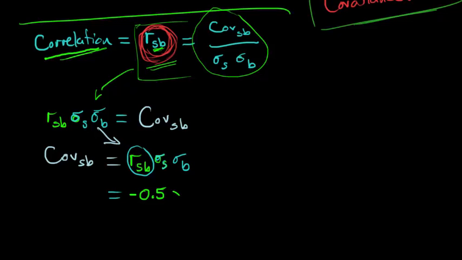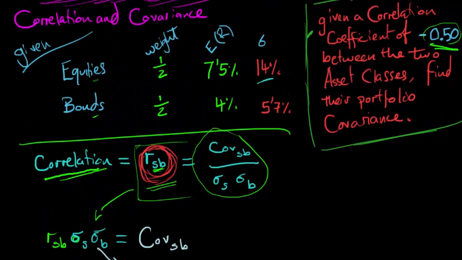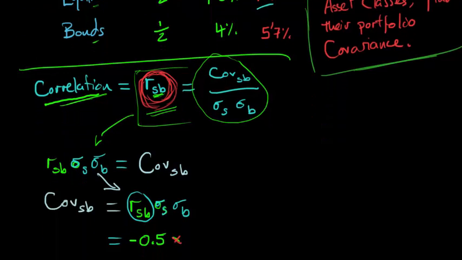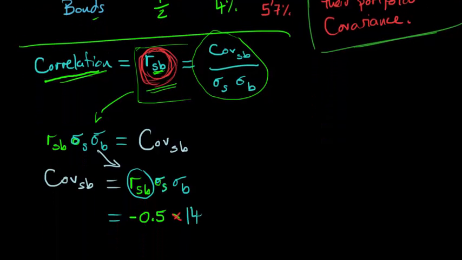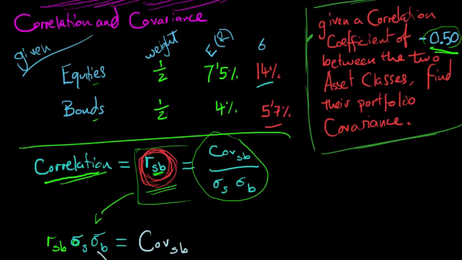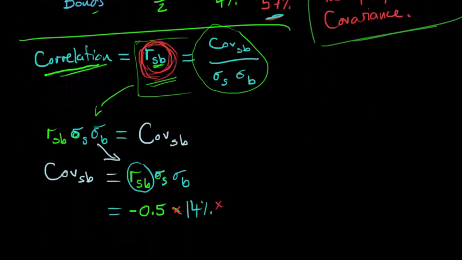That multiplied by the standard deviation of stocks, we've got it above in the table, we've got 14%, so multiplied by 14%, and that multiplied by the standard deviation for bonds, which again is above in the table, we've got an input of 5.7%, so that's multiplied by 5.7%.